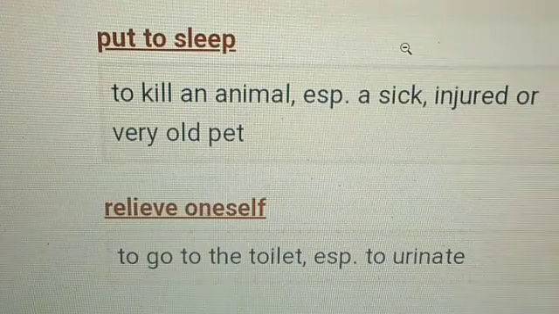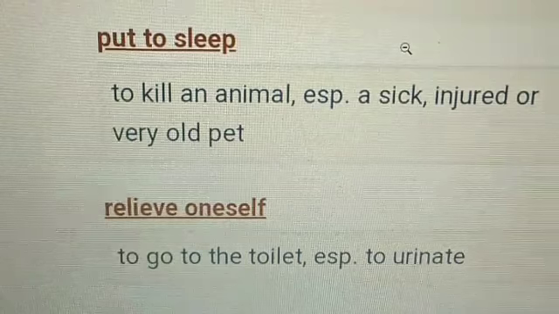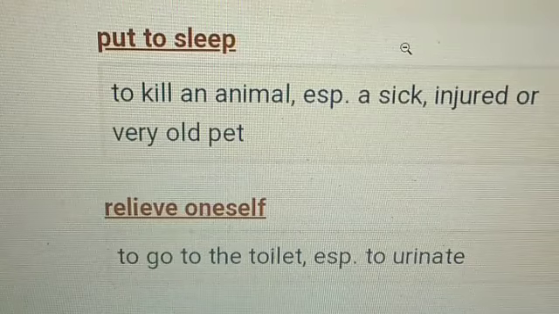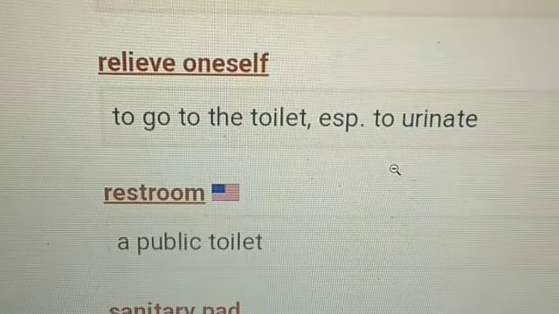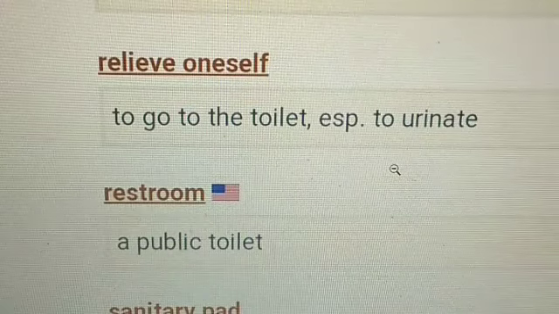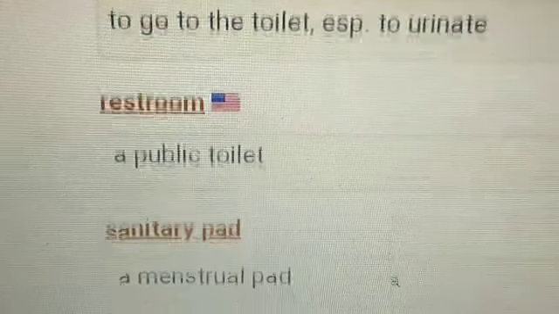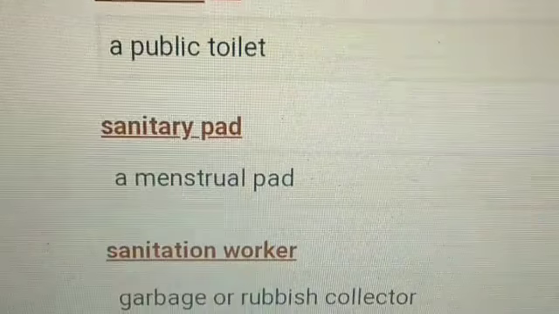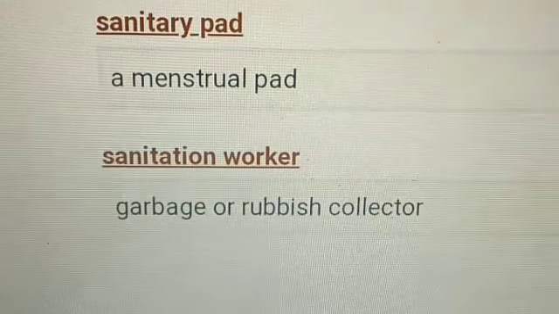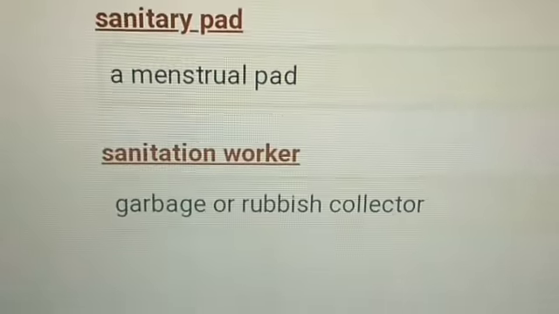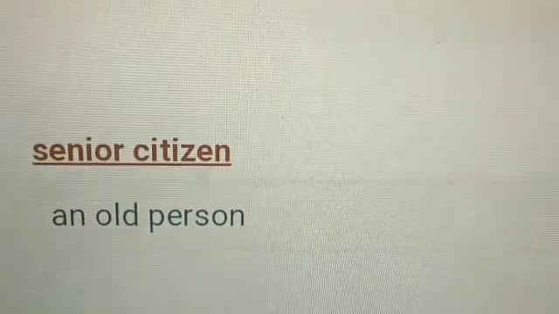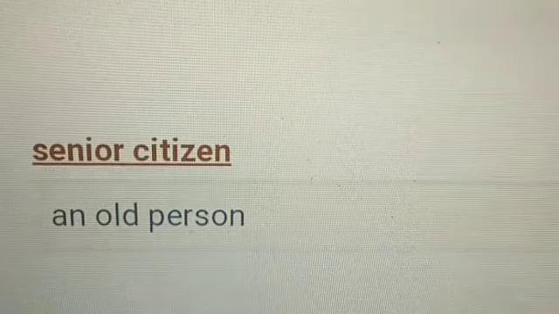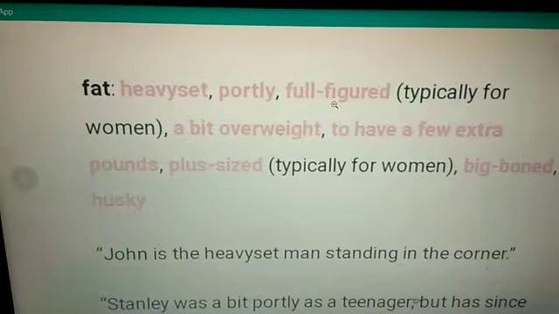The euphemism for killing an animal, especially a sick, injured or very old pet, is put to sleep. To go to the toilet, especially to urinate, means relieve oneself. A public toilet, we use restroom. A menstrual pad means sanitary pad. Garbage or rubbish collector, we call them sanitation worker. For an old person, we should say senior citizen.